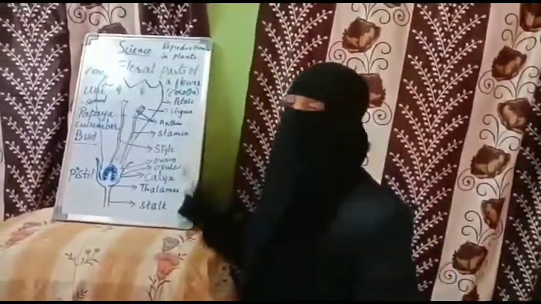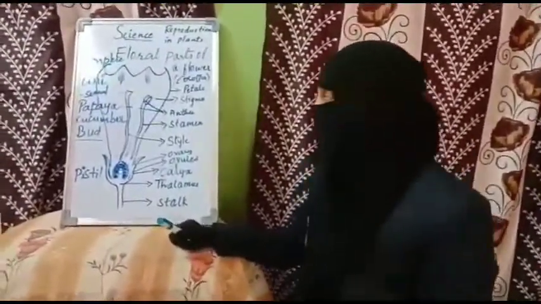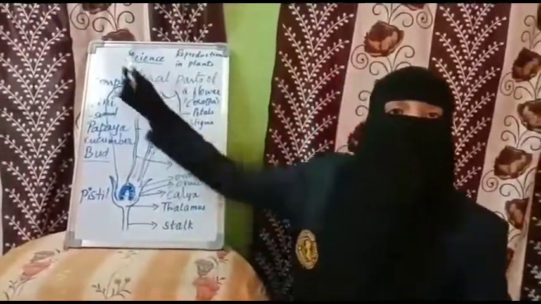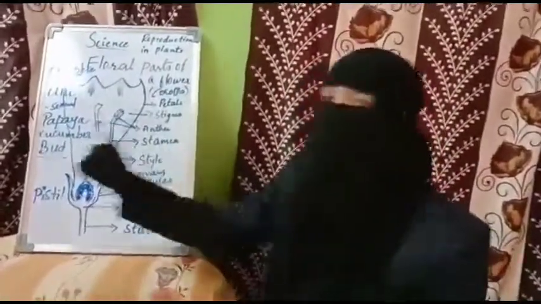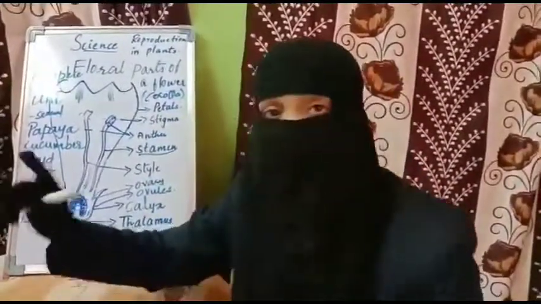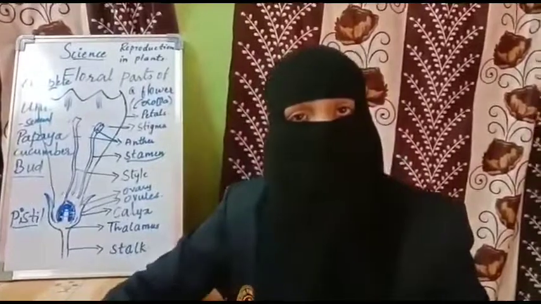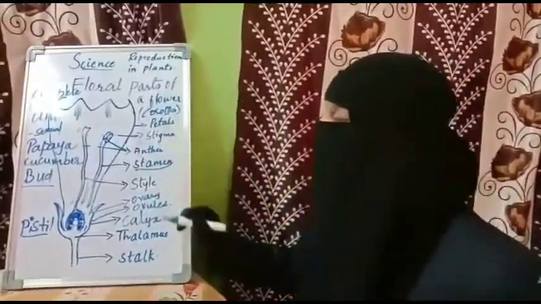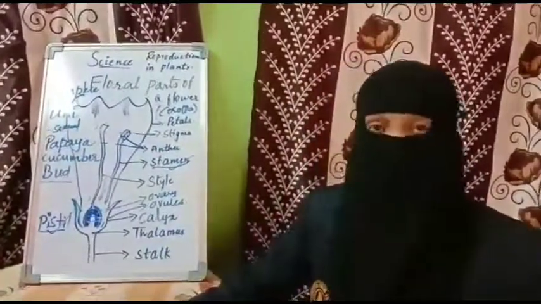Based on the floral parts of a flower, we can divide flowers into different categories: complete, incomplete, unisexual and bisexual. If calyx, corolla, androecium and gynoecium are present, then it is a complete and bisexual flower. If calyx, corolla, and from stamen or pistil any one is missing, then it is an incomplete and unisexual flower. Either stamen will be present or pistil will be present, then it is unisexual.